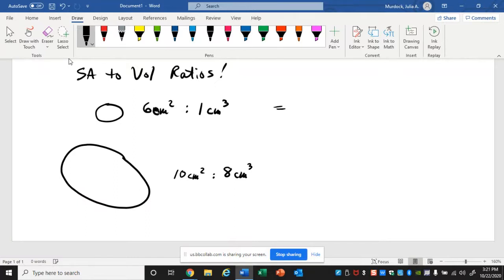Okay, which one has the largest surface area to volume? Cell one. That's right. Okay, so the ratio for cell one is actually 6 to 1, isn't it? The ratio for cell two is actually 5 to 4, right? Okay, so this is a larger ratio, isn't it? Larger ratio. This is smaller. Even though the cell is bigger, the surface area to volume ratio is smaller. Okay, which cell is a happier, healthier cell? Cell one. Yes, okay. So this is your happy cell.